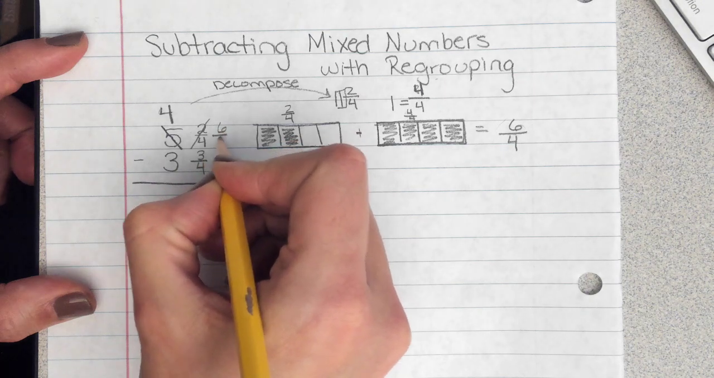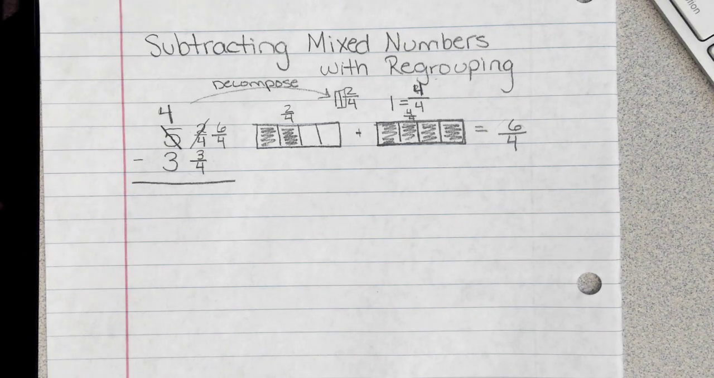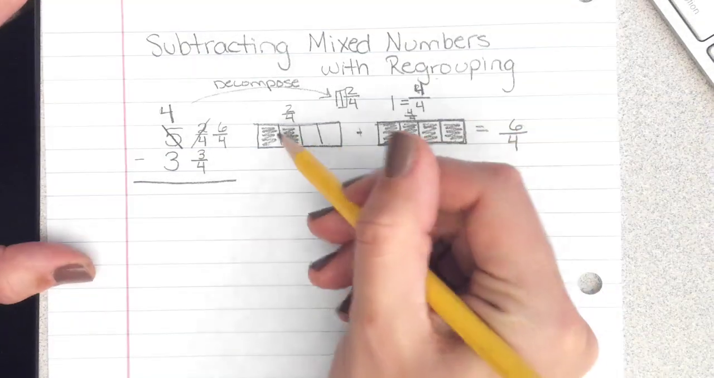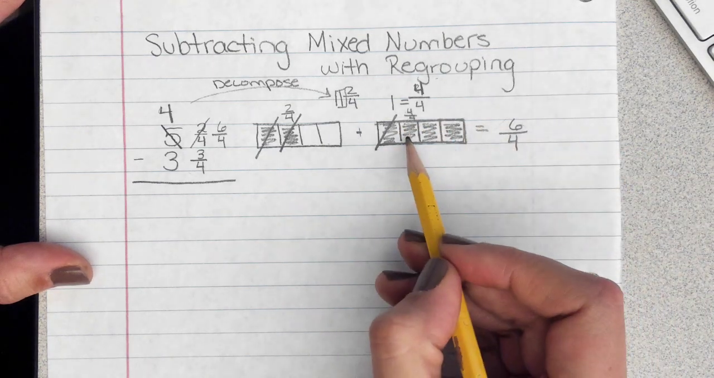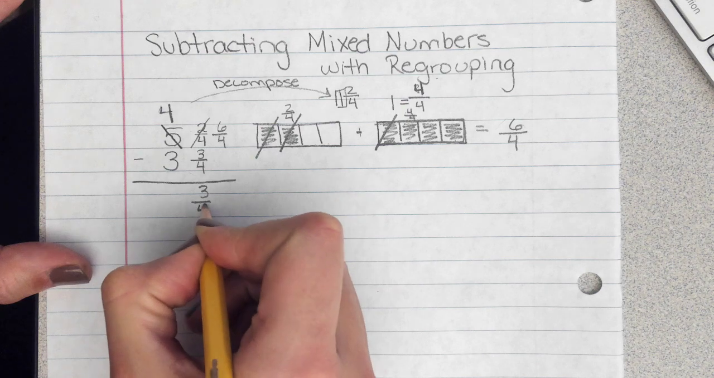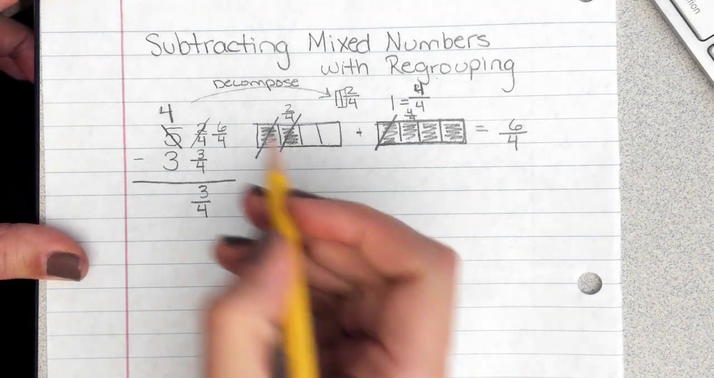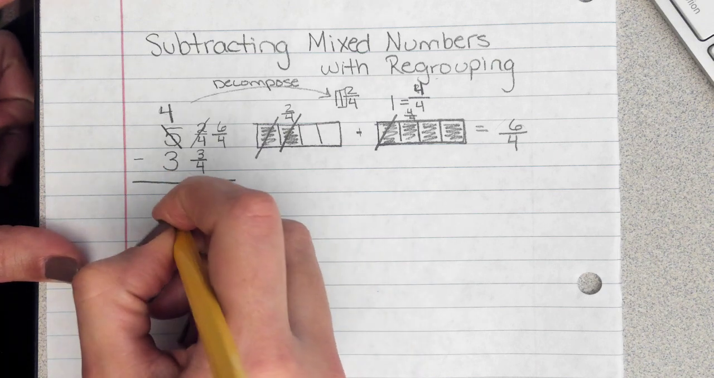This is now 6/4. And I'm taking 3/4 away. So 6/4 minus 3/4. 1, 2, 3. Now I have 1, 2, 3/4 left. And then I can go to my ones place and do 4 minus 3, which is 1.